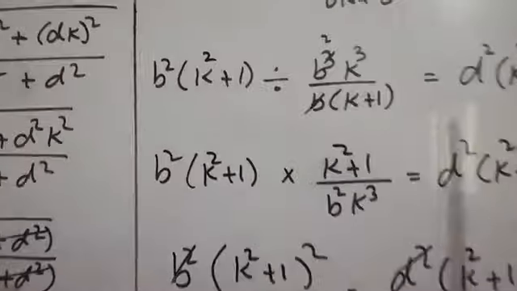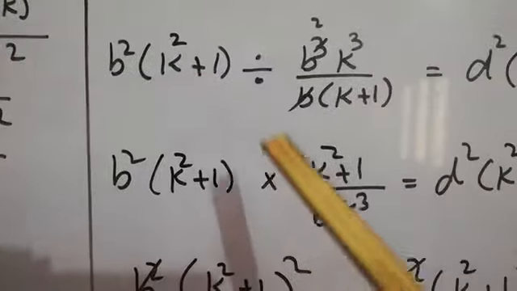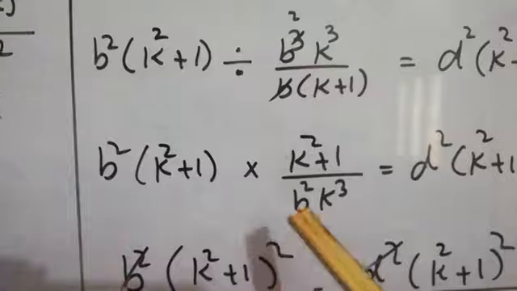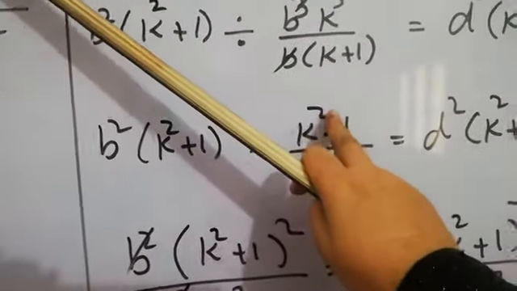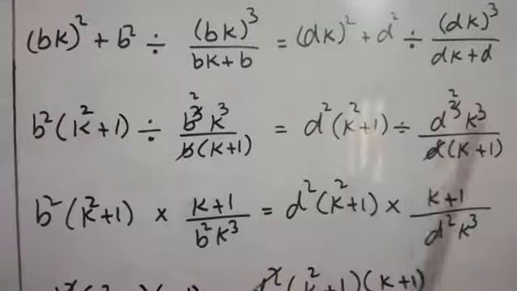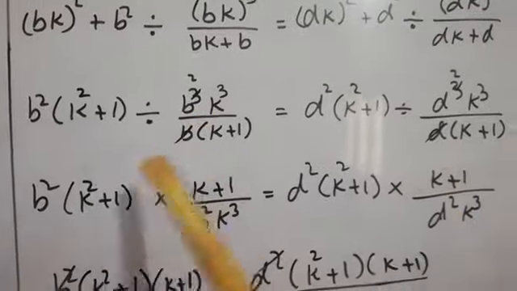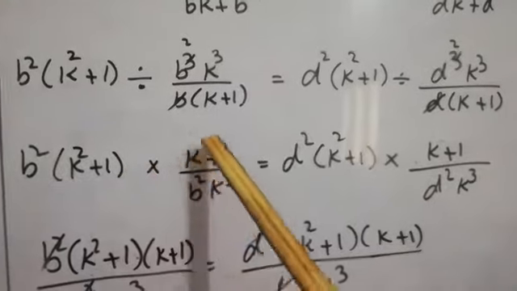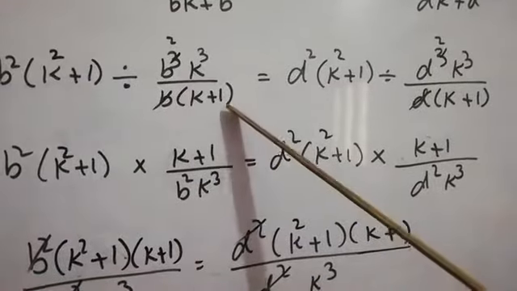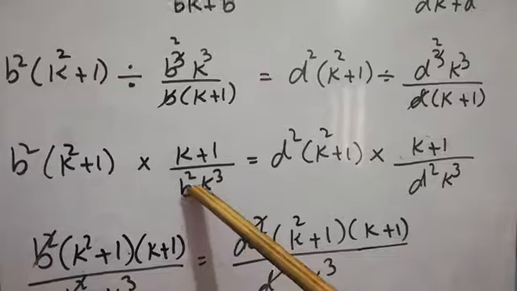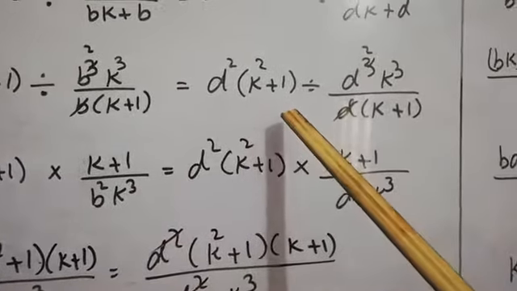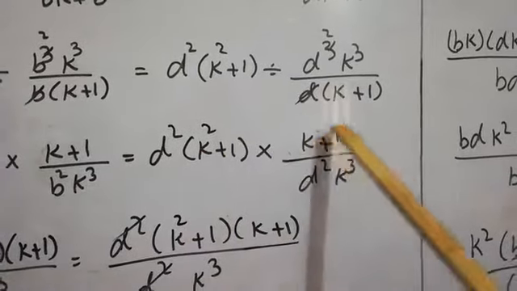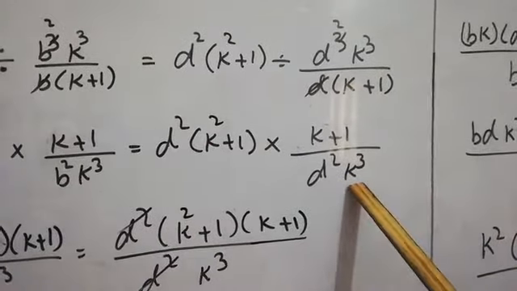Now dear student, you can see that division will be changed into multiplication, so we will take the reciprocal. When we take B square as common, we get B square into K square plus 1 multiplied by K plus 1 divided by B square K cube, because we take the reciprocal. Equal to, here we will take D square as common, so we get D square into K square plus 1 multiplied by K plus 1 divided by D square K cube.